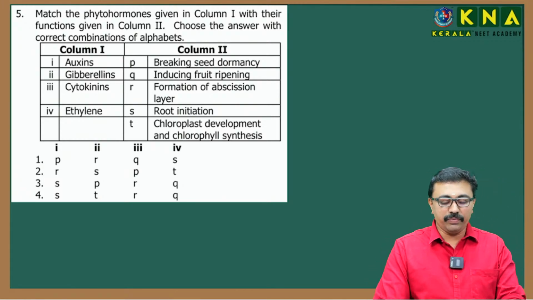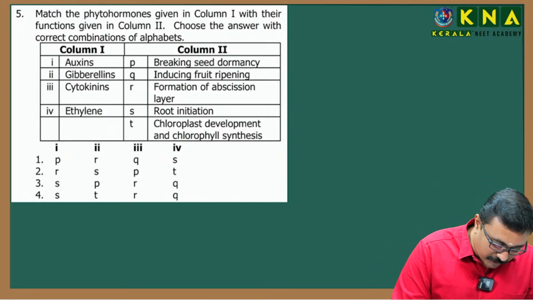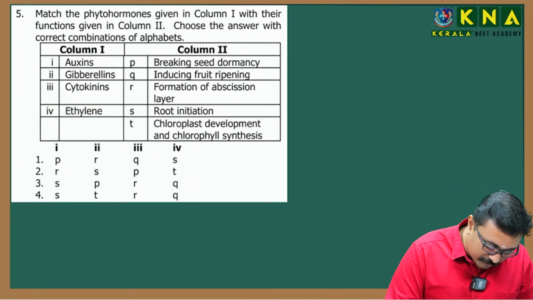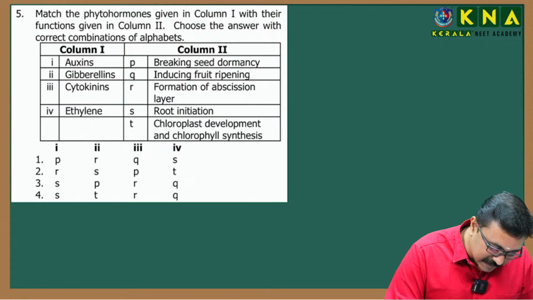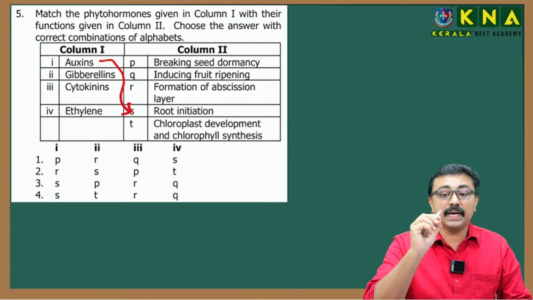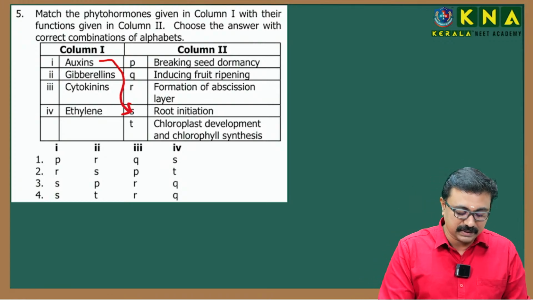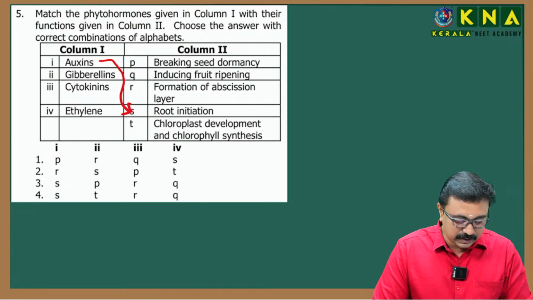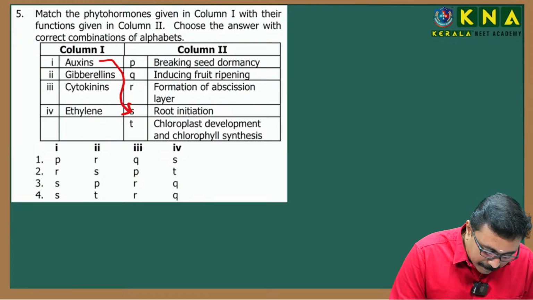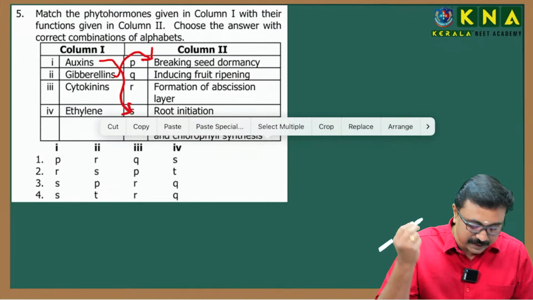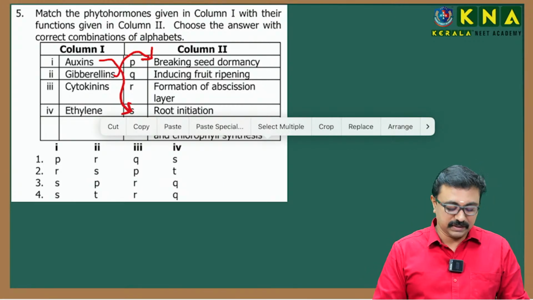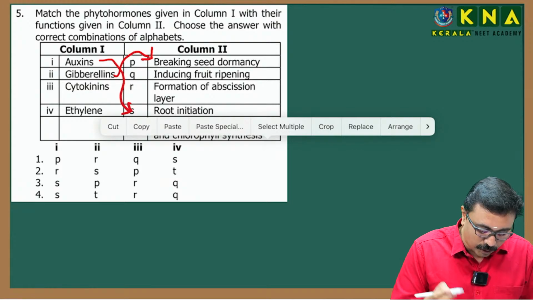Okay, then we are going for the discussion of the answer. So column 1, auxins. We all know that one of the important functions of auxin is the initiation of root, or root initiation in stem cuttings. Okay, then gibberellins. One of the important functions of gibberellins is that it helps in breaking the seed dormancy. Seed germination is a function of gibberellins. So it will break seed dormancy.